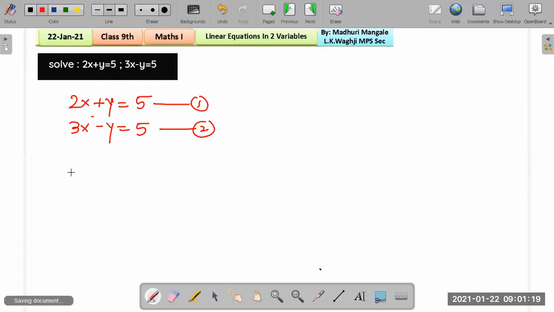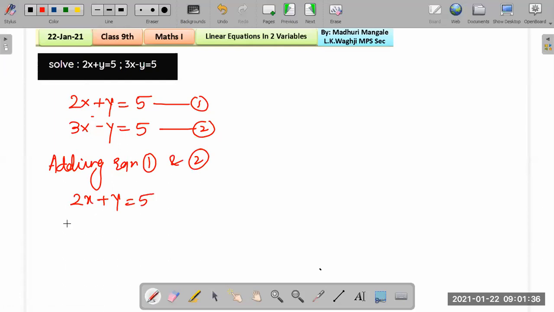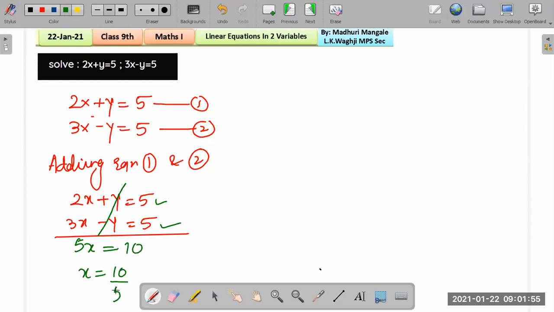Should we add or subtract? So we add and they get crossed out. So what are we going to do? Adding equation 1 and 2. You all have to solve this with me. So 2x plus y equals 5, and 3x minus y equals 5. We are adding these two equations. So plus y and minus y get crossed out. We are left with 2 plus 3, that is 5x, equals 5 plus 5, that is 10. So x equals 10 divided by 5, and we have got x equals 2.